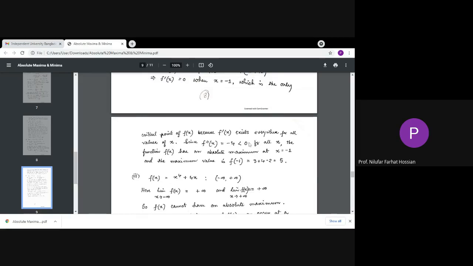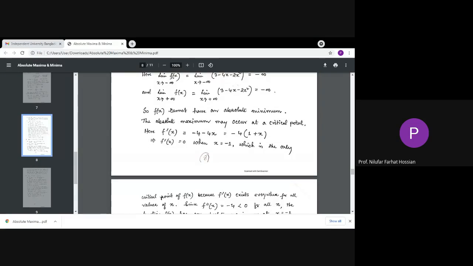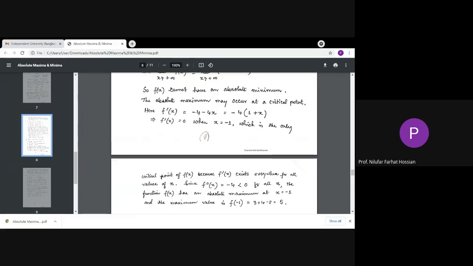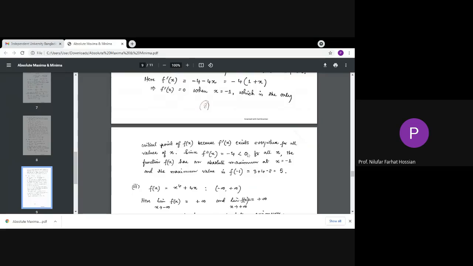This function cannot have any absolute minimum, but this function may have an absolute maximum, and we have found that this maximum is occurring at x equal to minus 1, and since there is no other relative maximum or minimum, this point will give you the absolute maximum. So at x equal to minus 1, what is the function value? It gives you 5. So this 5 is the absolute maximum value of the function.